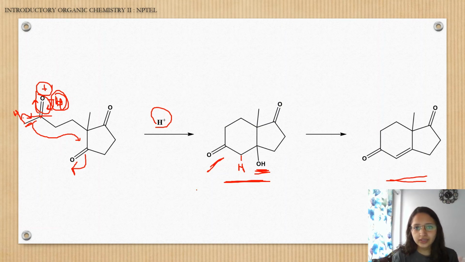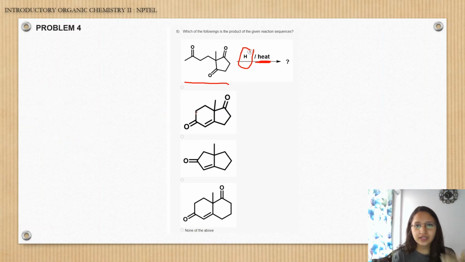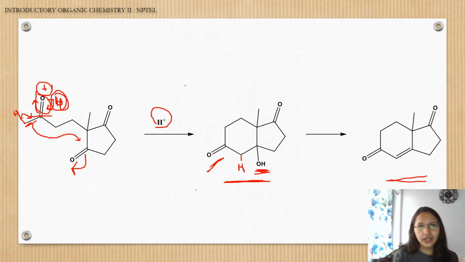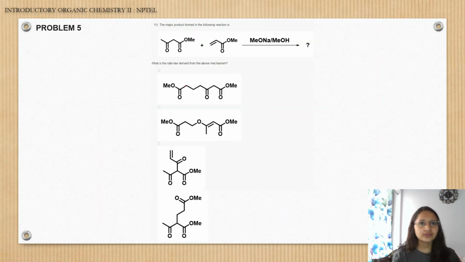This is how the product formation is taking place. So which is the correct answer among the three? First one. Good, so the first one is the answer. Is it clear to everyone? Yes, ma'am. Okay, so going to problem 5.